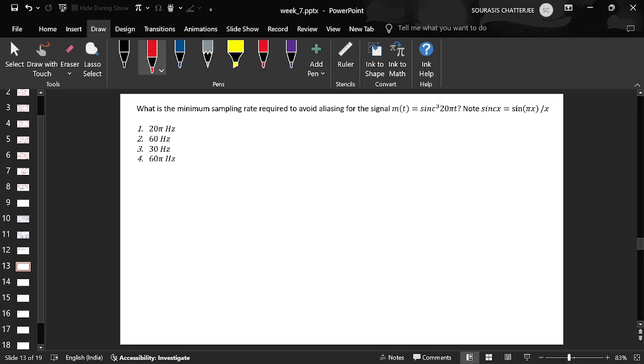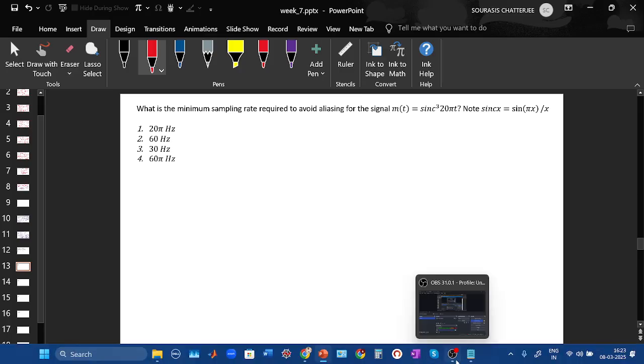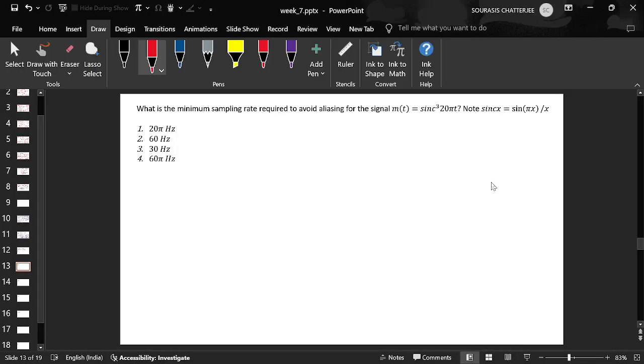With that, let us move to the next question, which says, just a minute. Okay, the minimum sampling rate required to avoid aliasing for the signal m(t), which is given as sinc cubed 20 pi t. So what is the minimum sampling rate required to do that? First of all, I'll consider not sinc cubed, just the sinc function 20 pi t. So for the sinc function in time domain, we can immediately see that in the frequency domain it's going to be a rectangular pulse.